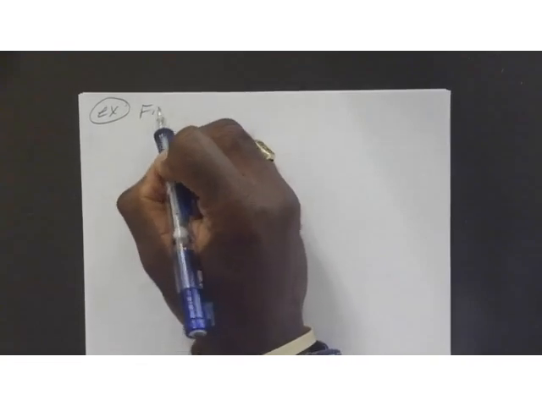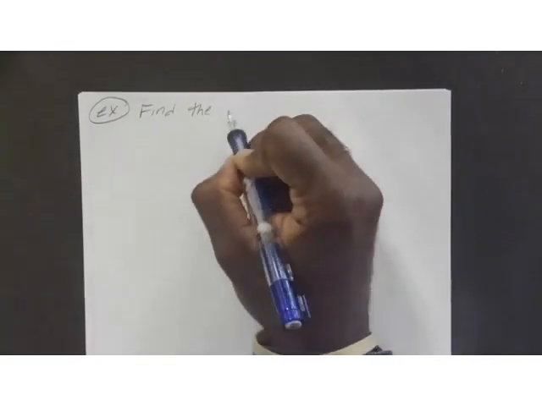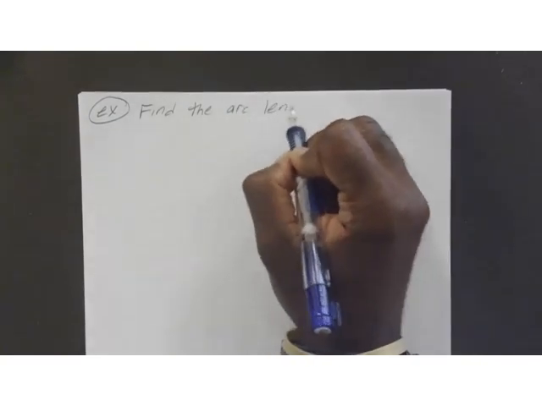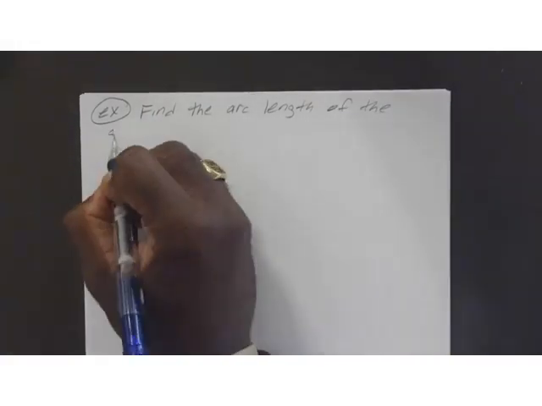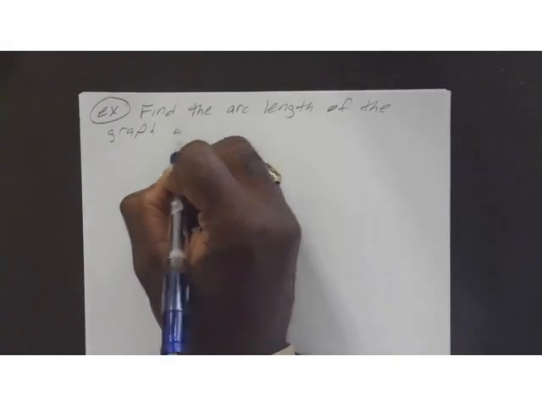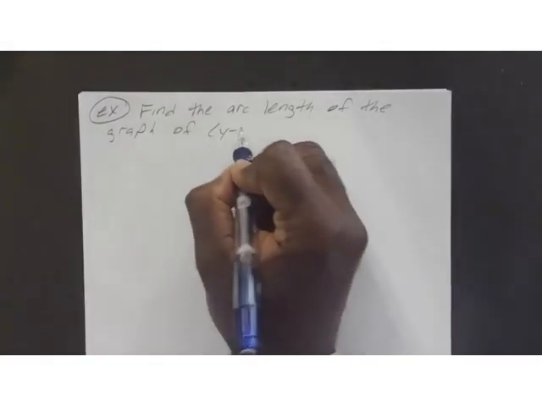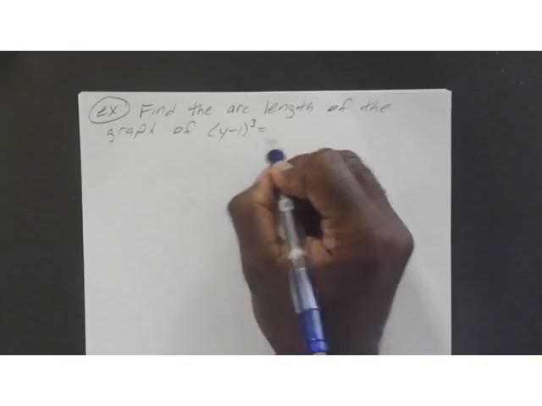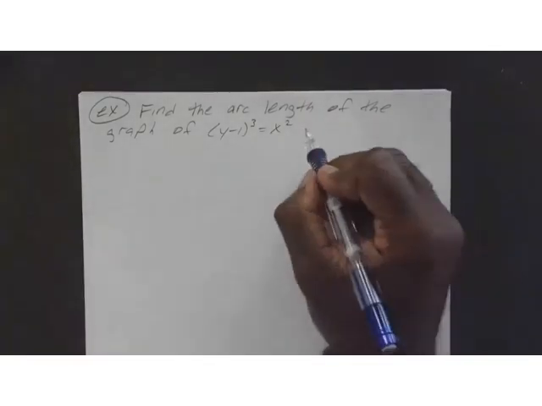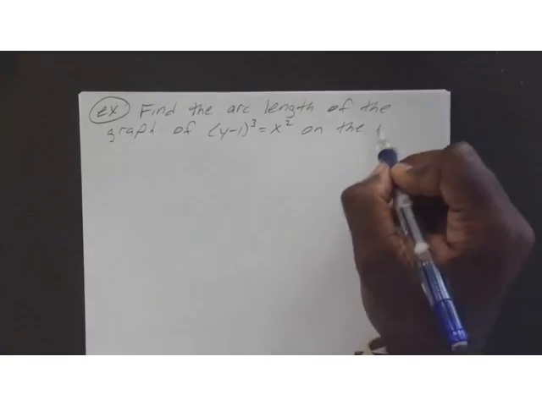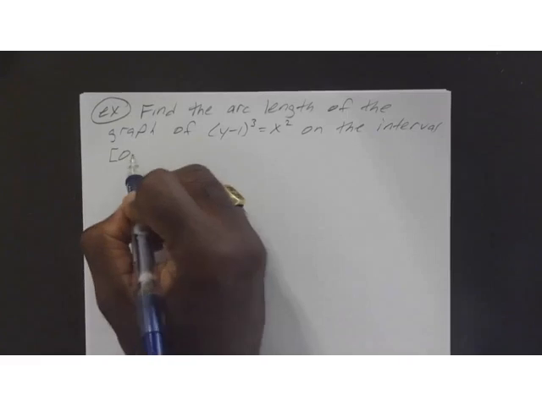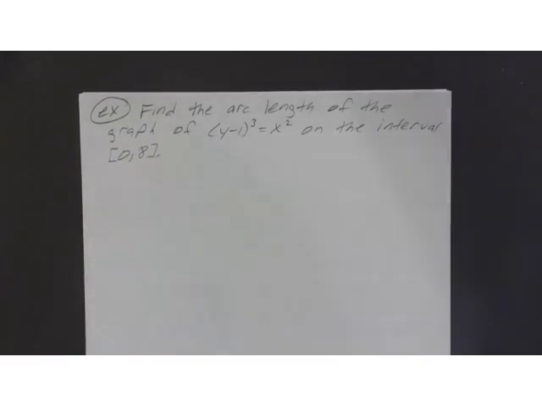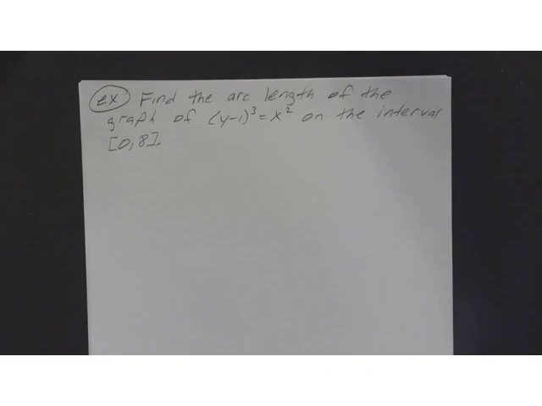So let's say, for example, if we wanted to find the arc length of the graph of y minus 1 to the third power equals x squared on the interval from 0 to 8.